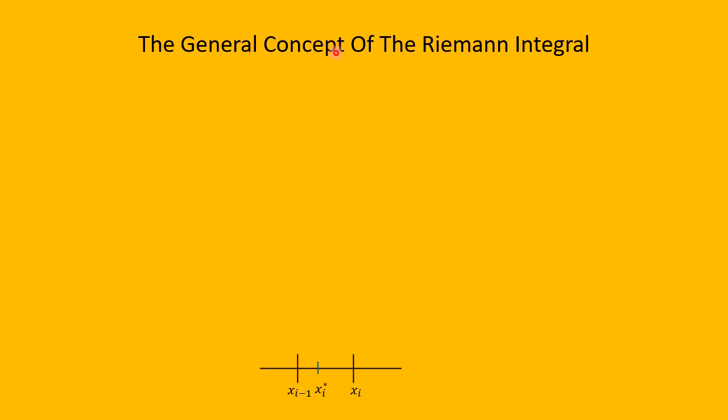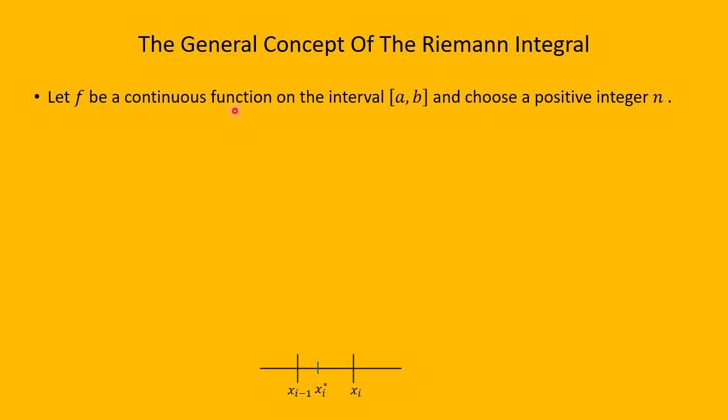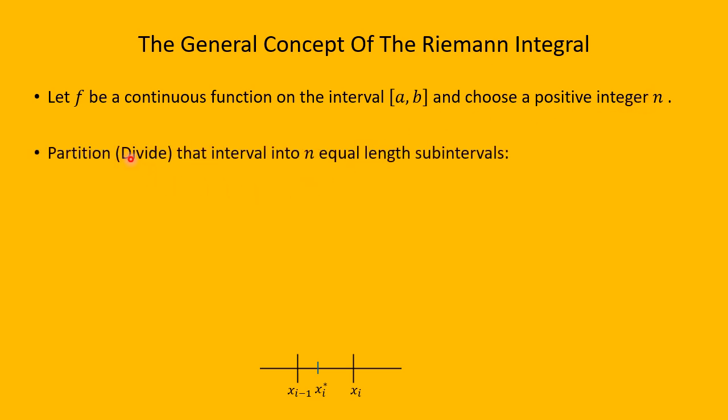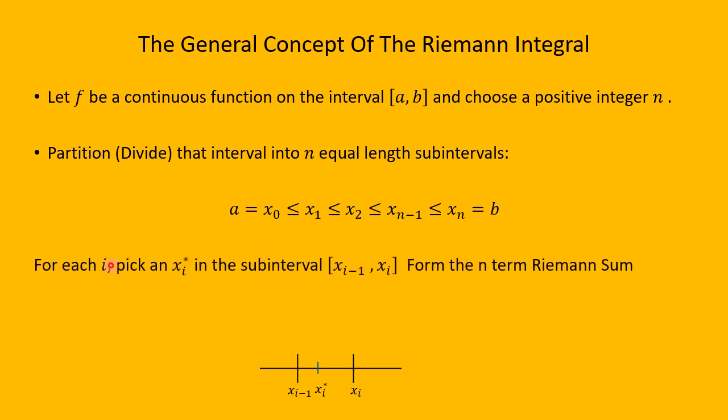Let's talk about the general concept of the Riemann integral. We'll let f be a continuous function on the closed interval from a to b and choose a positive integer n. We'll partition or divide the interval [a, b] into n equal length subintervals. We'll let a equal x_0, which is less than or equal to x_1, which is less than or equal to x_2, all the way through x_n, which equals b. For each i, let's pick an x_i star in the subinterval from x_(i-1) to x_i.